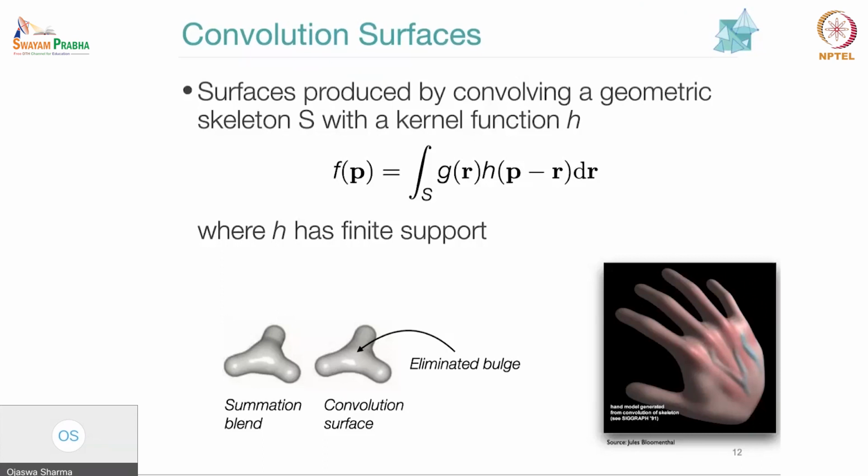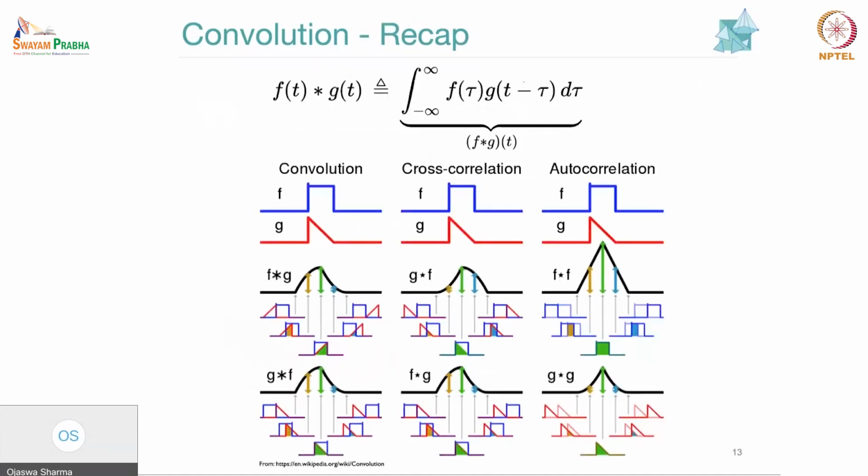It is defined in terms of two functions, g and h, where h I believe is known as the kernel function, and g is my other implicit function. So you convolve it with a kernel, and then you eliminate the bulge. And convolution is the same convolution as it is defined classically. And yeah, this is some recap of convolution in case you want to see.